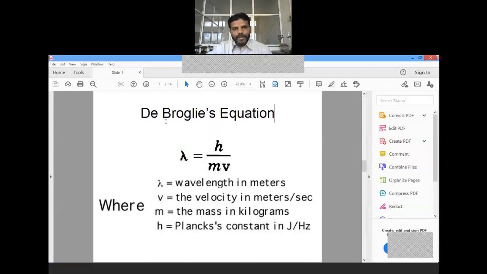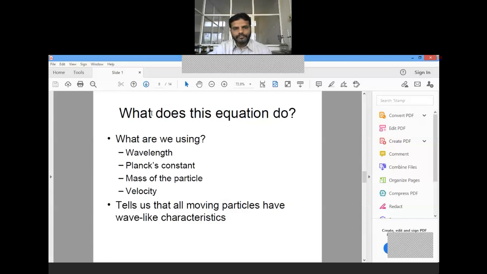Now the equation for de Broglie is lambda equals h upon mv, where lambda is the wavelength of a microscopic particle like electron, h is Planck's constant, m is the mass of the moving particle, and v is the velocity. Now what is the use or meaning of this equation lambda equals h upon mv? This equation is de Broglie's wave equation.